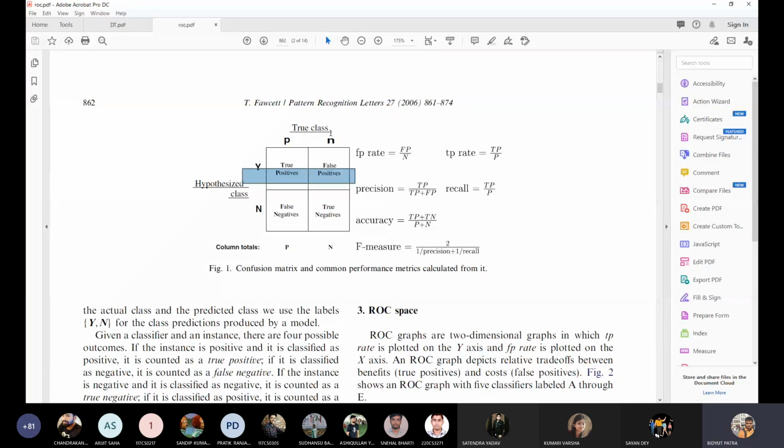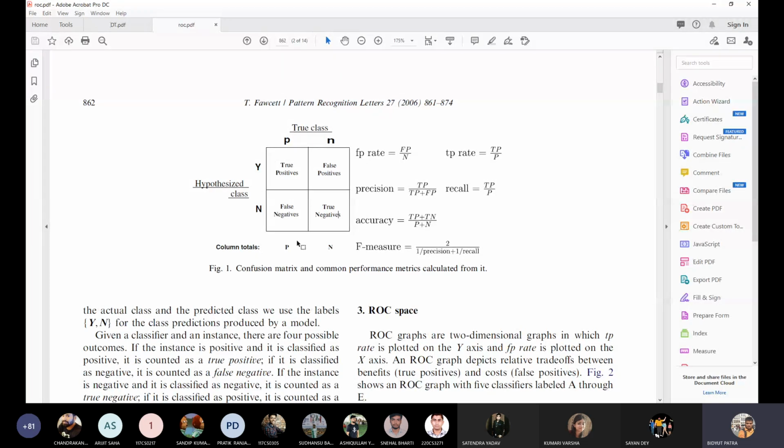There are two other terms introduced, that is false positive rate. For the false positive rate, you need to see the second column. Out of the true negative samples, how many are falsely predicted as positive class. So false positive divided by N, the total number of negative samples. That is, false positive divided by false positive plus true negative, that gives the false positive rate.